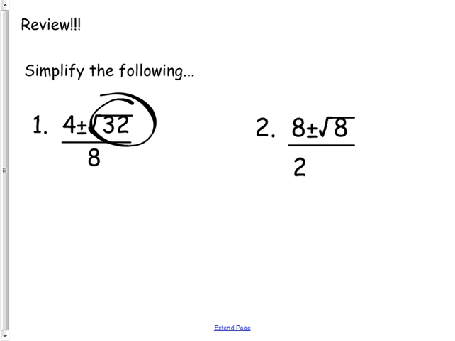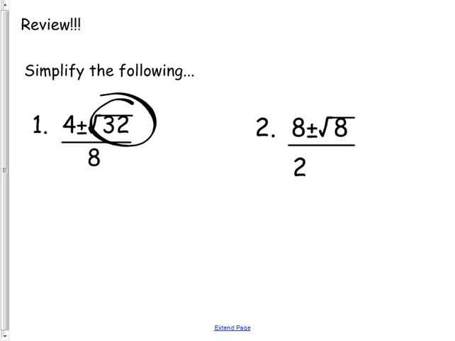Okay, solve number 1 on this page. Then billboard your answer to me when you're done. Zoom in on it, please. It's hard to read that from where I am. Okay, keep it turned my way.